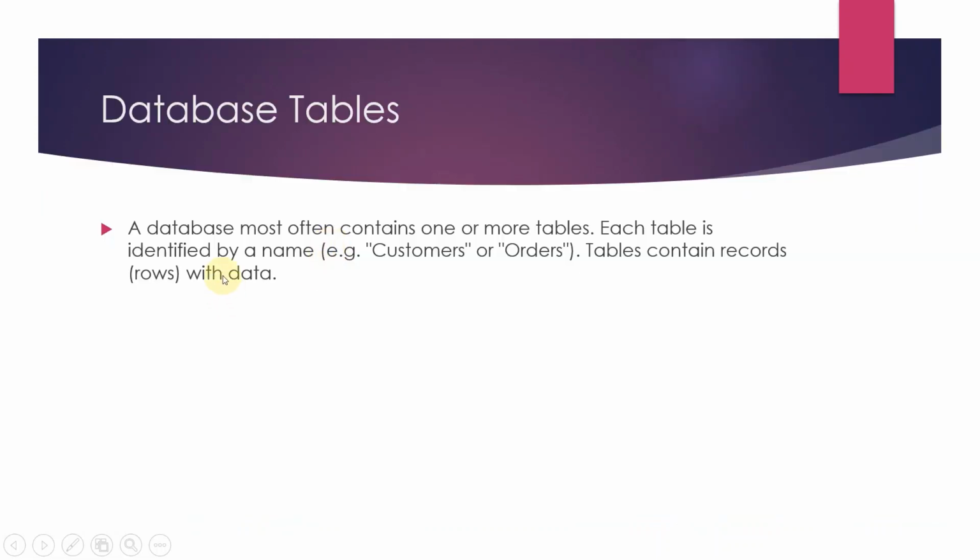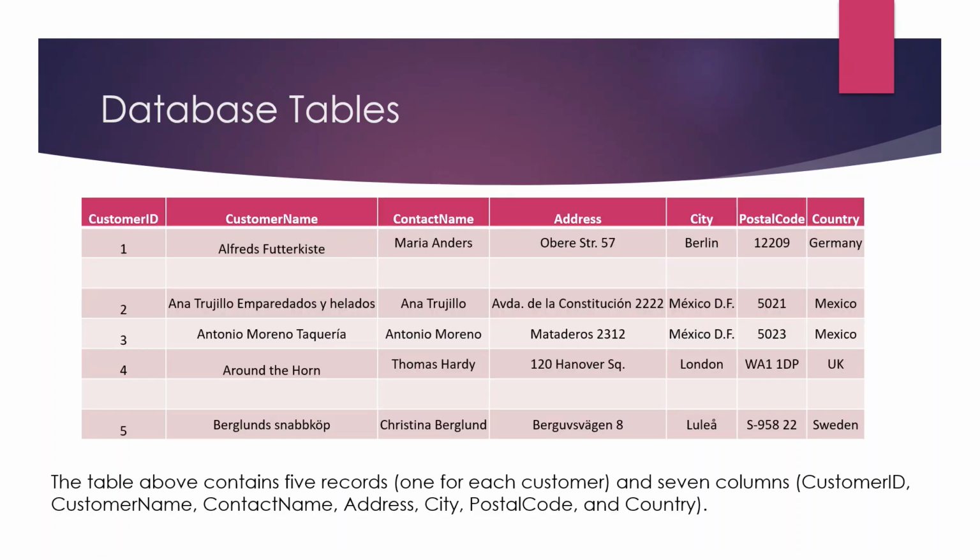The next one is database tables. A database most often contains one or more tables. Each table is identified by a name, for example customers or orders. Tables contain records, rows with data. Remember, I asked you in the previous lab activity to import different Access or Microsoft Excel tables into a Microsoft Access database. We will be using that throughout the demonstration in this video.